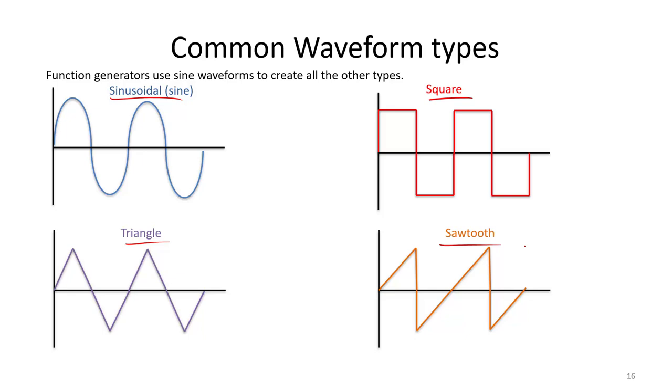So depending on what kind of behavior you're trying to get in your circuit, you may need a square wave to have sudden on or off pulses, or a triangle to have sort of a ramped increase or decrease, or even a sawtooth. So these are some of the most common waveform types that we see in this course.